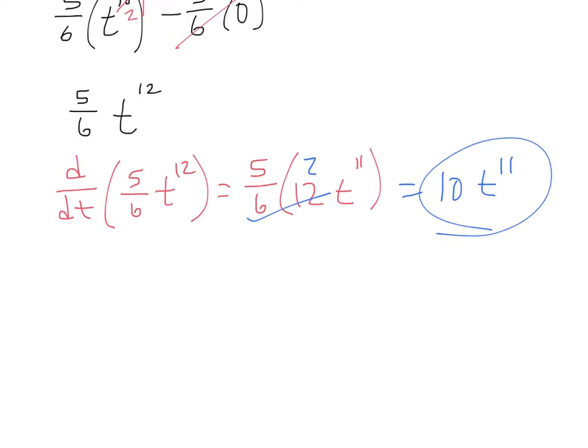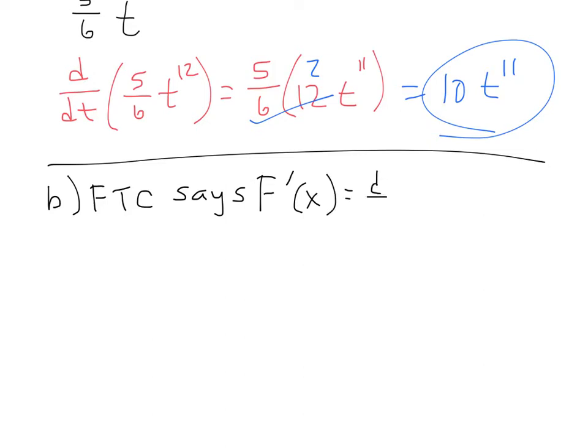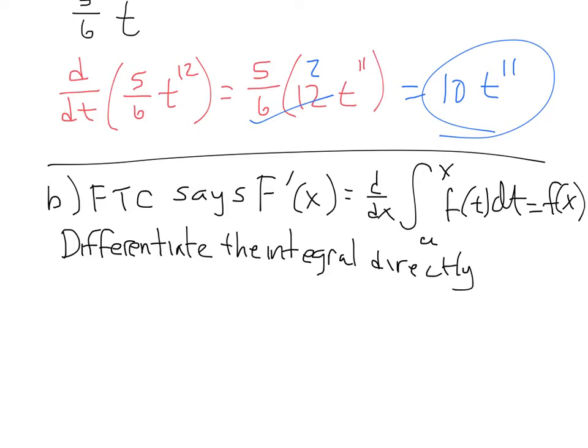The second part says that this whole fundamental theorem of calculus says that this derivative is equal to taking the derivative of this integral. And it will give me my original function back. So in other words, I'm going to differentiate the integral directly instead of doing it in steps like that on part A.